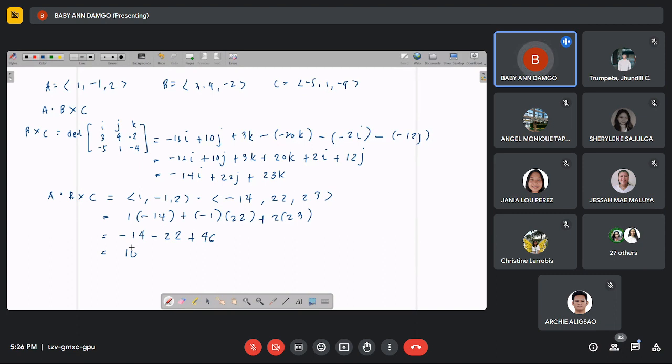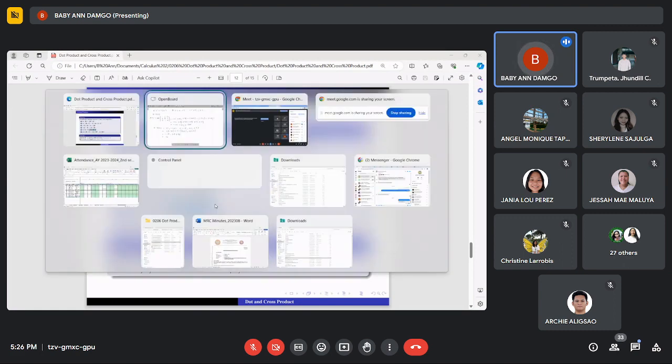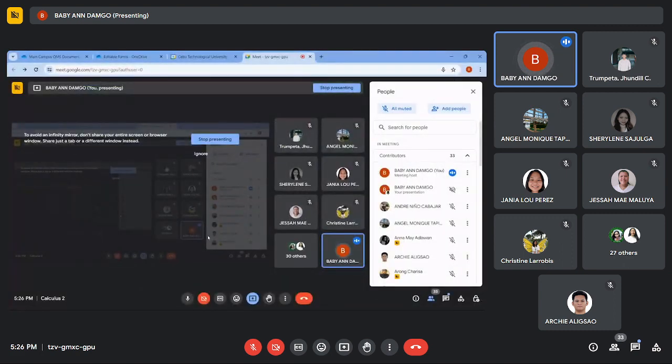Okay, so we already solved the A dot B cross C. What if this is what we solve: check if the result is the same for A cross B dot C. The result should be 10 because they are equal. Okay, so if you're done, send it to our group chat.